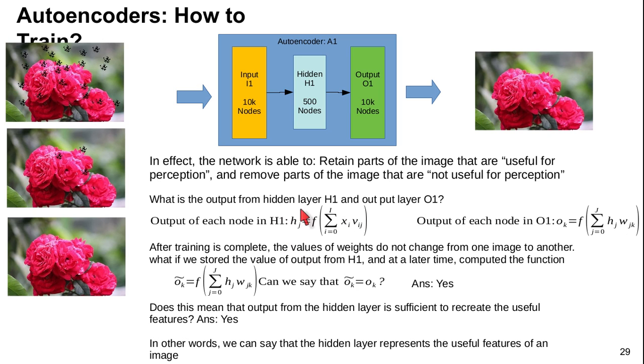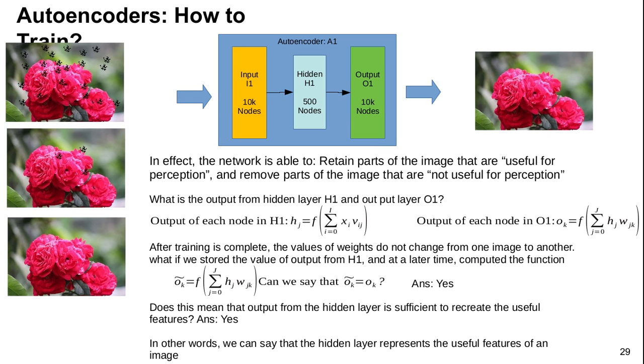So what if we stored these values Hj, that is output from the hidden layer, and we computed this function OK tilde, which is essentially the same as this function, except that Hj has been stored and we computed this at a later time. So the weights Wjk are the same. Now can we say that this OK tilde is the same as OK? Yes. Obviously, if Hj is the same and these weights Wjk did not change, then essentially these two functions are giving the same result.